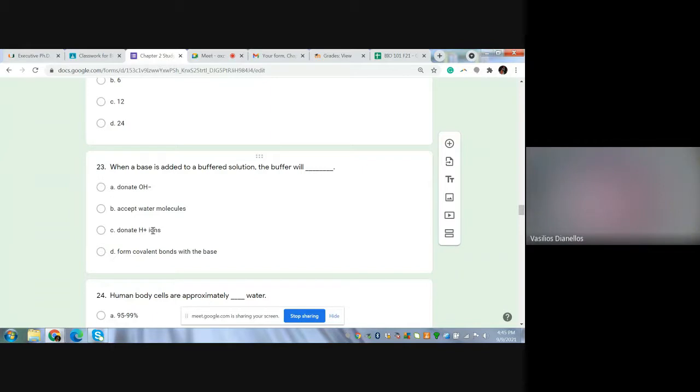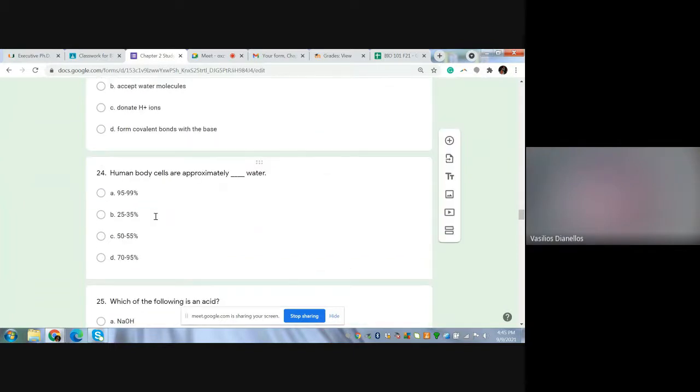Now think about all the different ways I could reword this. Instead of asking about a base, I could ask about an acid. Or if I continue to talk about a base, instead of saying donate OH minus ions, I could say accepts OH minus ions, right? And then in which case that would be correct. So any questions about number 23?